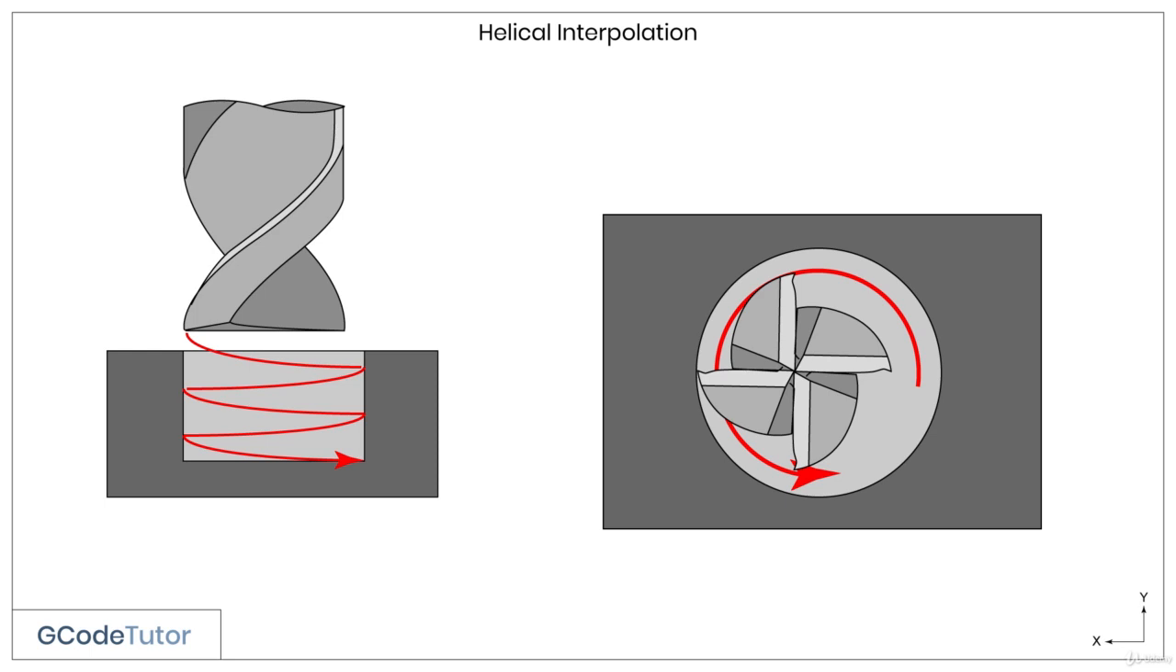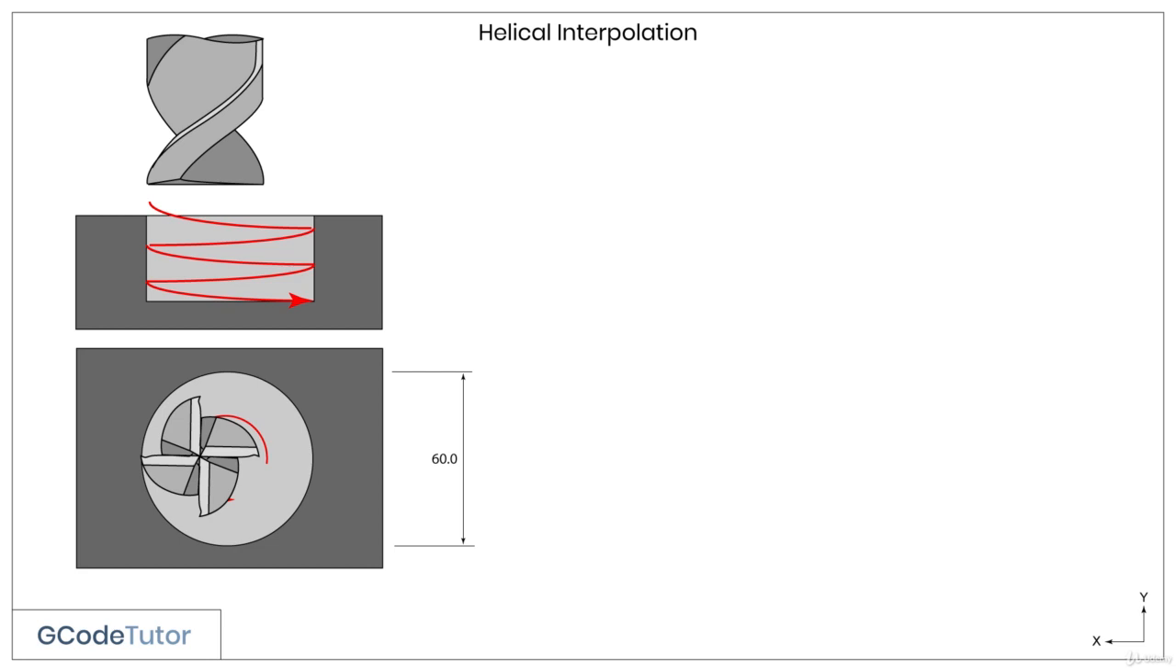To ensure we don't leave a pip or a raised part in the bottom of the flat hole, we need to use a cutter that is larger than the radius of the hole, as shown here. Now let's have a look how we can use helical interpolation to mill a 60mm bore inside a component.